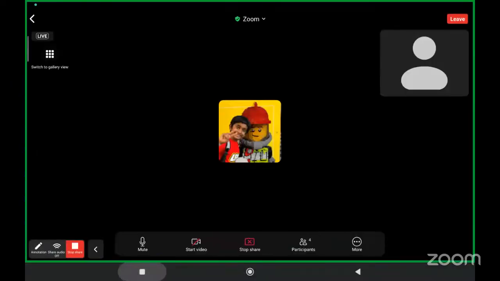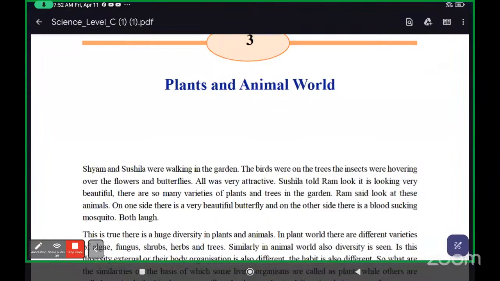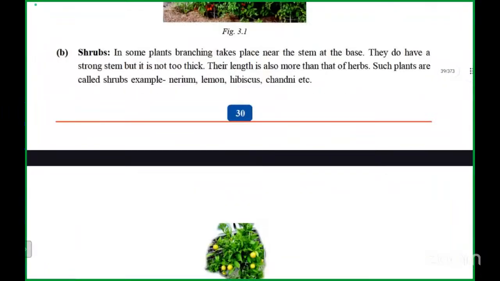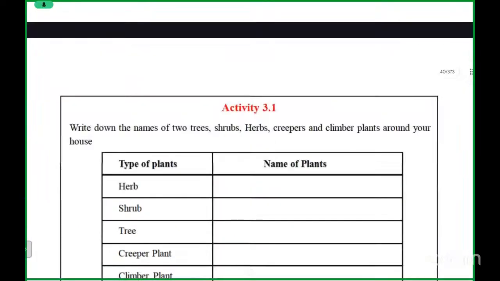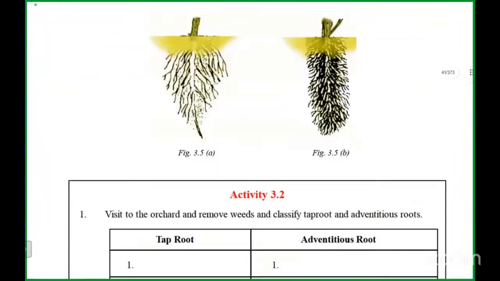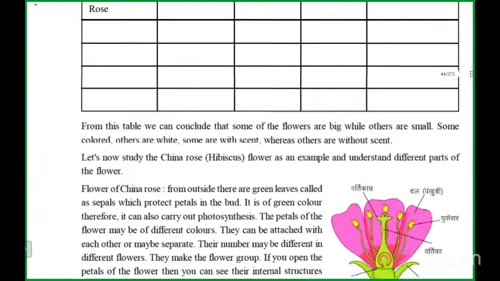All right. So we had started with the second chapter, about plant and animal world. We started that, and in the last class we saw the parts of a plant, the parts of a flower, and how plants are categorized based on their height. We saw types of roots. Then we saw the parts of a flower.